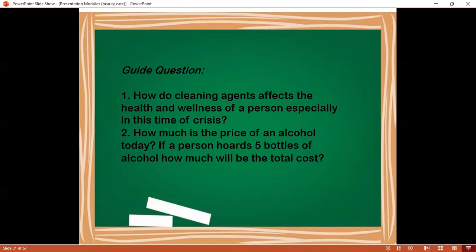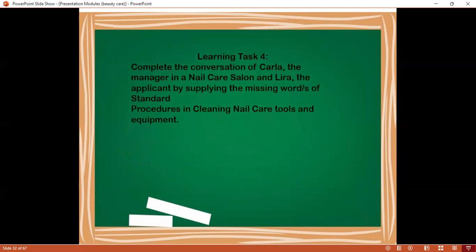Guide question. How do cleaning agents affect the health and wellness of a person, especially in this time of crisis? How much is the price of alcohol today? If a person hoards 5 bottles of alcohol, how much will be the total cost? Complete learning task 4. Complete the conversation of Carla, the manager in a nail care salon, and Lyra, the applicant, by supplying the missing words of standard procedures in cleaning nail care tools and equipment.